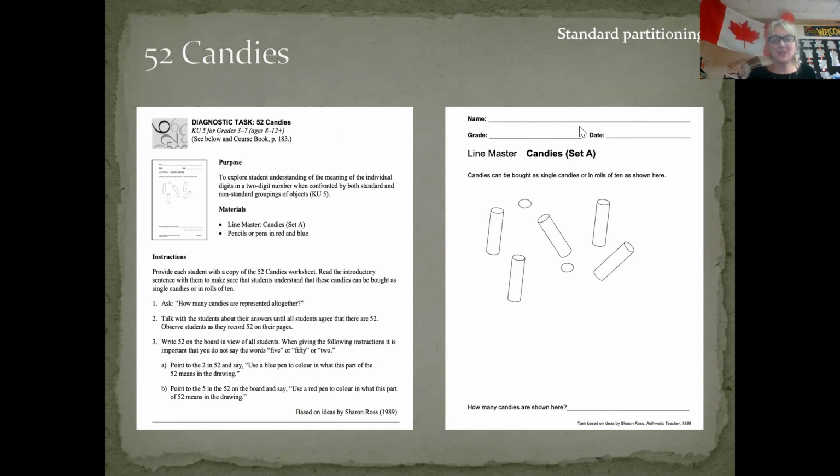Okay, moving into some higher level ones. So end of grade 2, beginning grade 3 and up, but it really depends on your class and on your students.